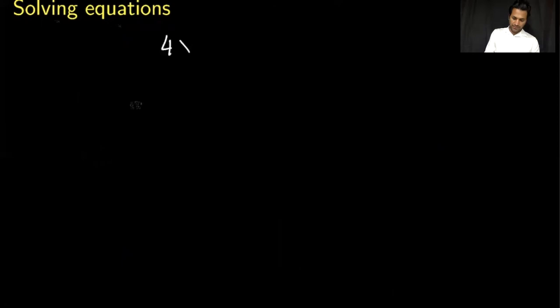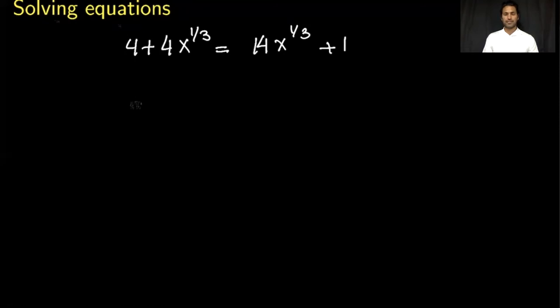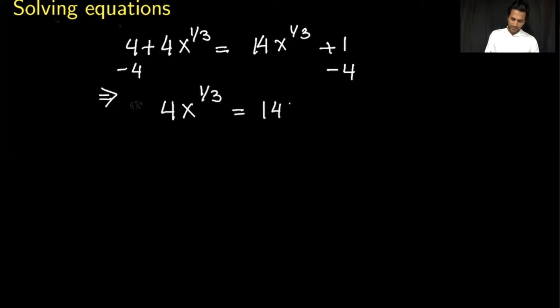This time it is 4x to the power 1/3 is equal to 14x to the power 1/3 plus 1. Let's now take this expression and solve it for x. First we will try to move every term which does not have x to one side and which has x to the other side. So I will begin by adding -4 on both sides. So I'm going to have 4x to the power 1/3 is equal to 14x to the power 1/3, and I'm going to have -3 here.